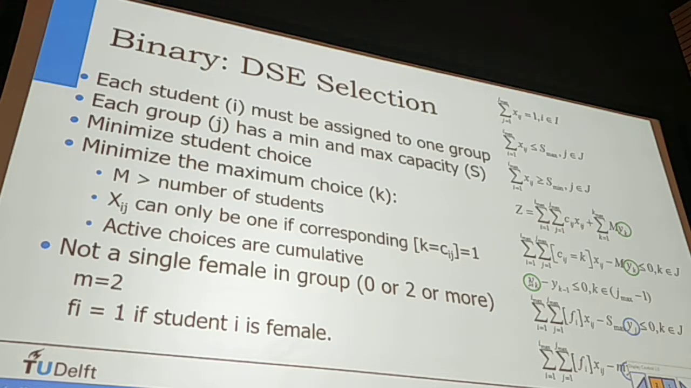Then this one basically makes sure that if, for example, choice 2 is available, choice 1 must also be available. So you can't just have choice 4 and no choice 1, 2, and 3. So if choice 4 is active, then 1, 2, and 3 also have to be active. And then because of that, it tries to minimize the maximum choice.